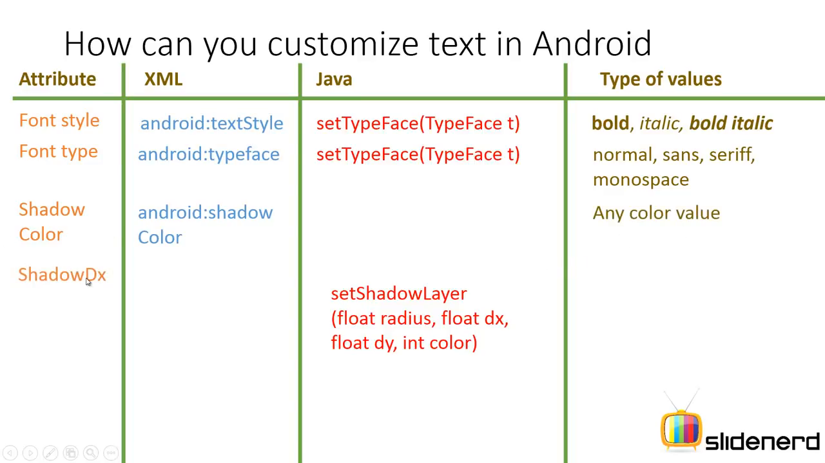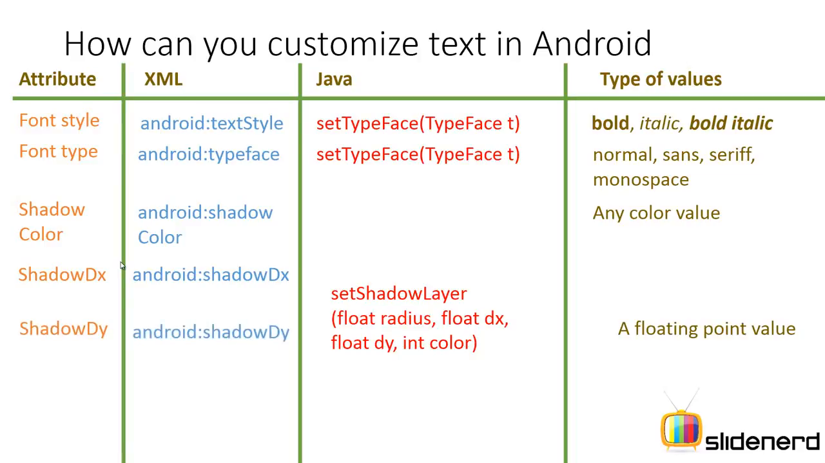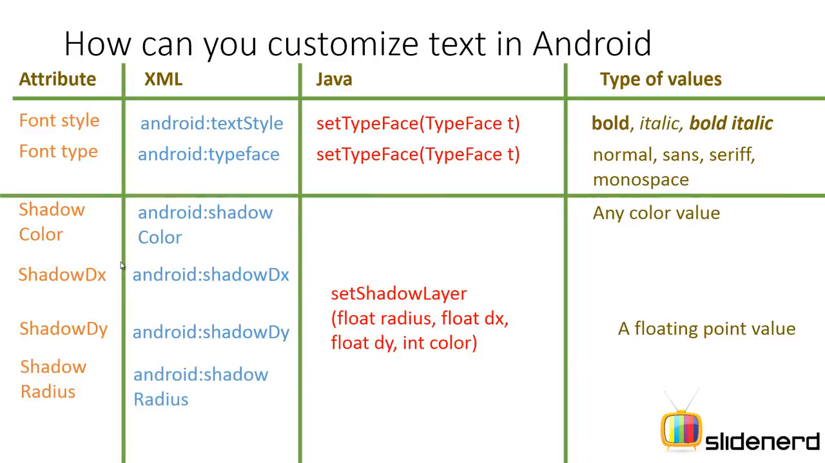Then you have shadow dx, which is nothing but the distance on the x-axis from the original text, exactly how far the shadow should be along the x-axis. So you have Android shadow dx in XML that controls the value, and it's nothing but a floating point value. Same way you have shadow dy, which is the distance along the y-axis from where your shadow should start relative to your text. We are going to talk about this attribute in detail when I show you an example, but for now just remember these two attributes control where your shadow appears. And then you have a shadow radius: a small radius probably makes the shadow sharp, and a higher radius starts blurring the shadow out.